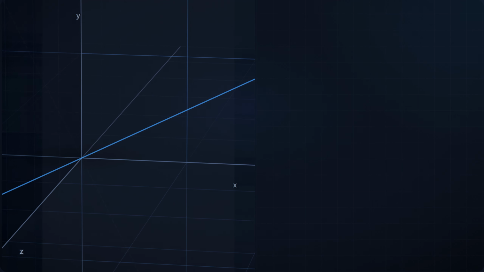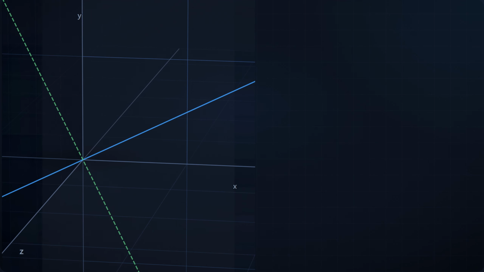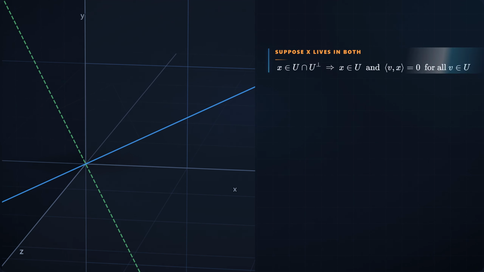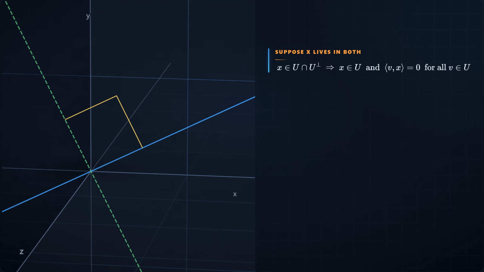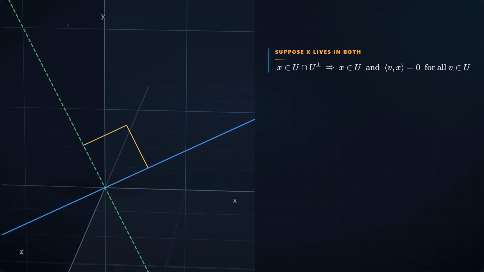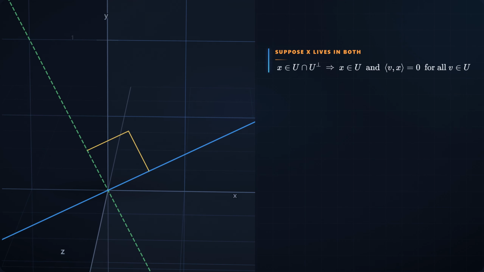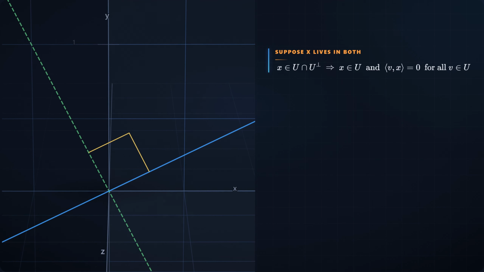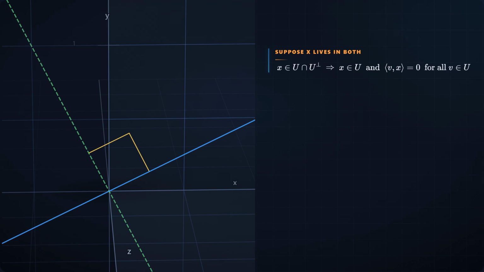First property, and it's my favorite because the proof is 2 lines. How much can U and U perp share? The answer is nothing but the 0 vector. On the board, the 2 lines only touch at the origin, that green dot. So geometrically, it's obvious. But why in general?